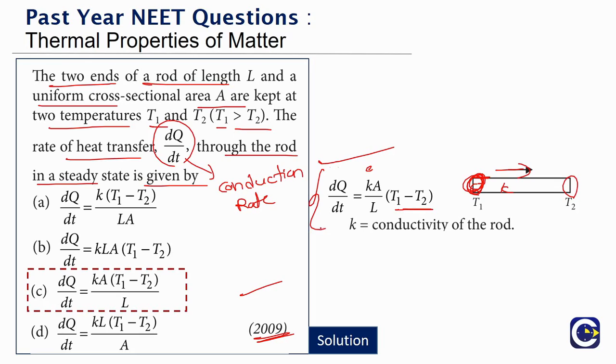It's a straightforward question. If you look at the question statement, they have not mentioned K, but we have to assume that K represents the thermal conductivity of the rod.